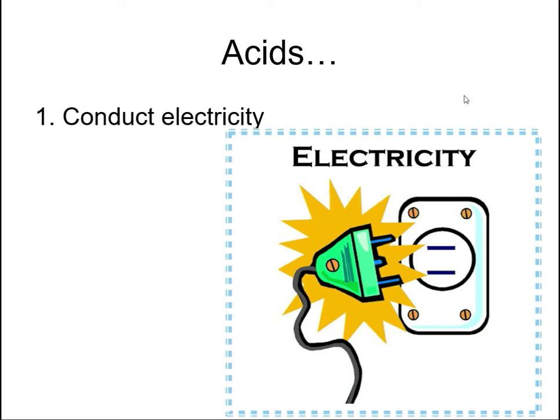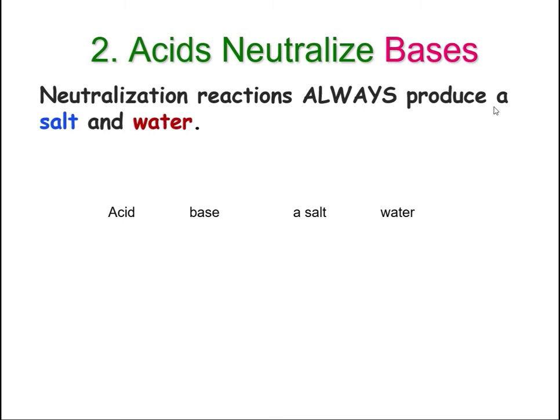So, properties of acids. First thing, they conduct electricity. They have ions. Acids are charged particles. So since they are charged particles, when you zap it with electricity, the charged particles are going to carry the electricity and it's going to conduct electricity.